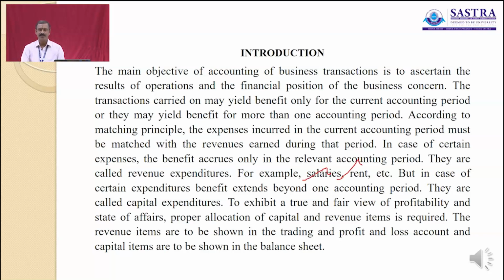But in case of certain expenditure, the benefit extends beyond one accounting period. They are called capital expenditures. To exhibit a true and fair view of profitability and the state of affairs, the financial position, proper allocation of capital and revenue items is required. The revenue items are to be shown in the trading and P&L account, and the capitalized items are to be shown in the balance sheet.